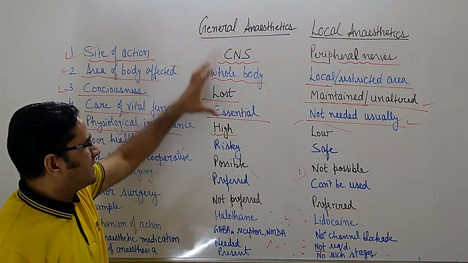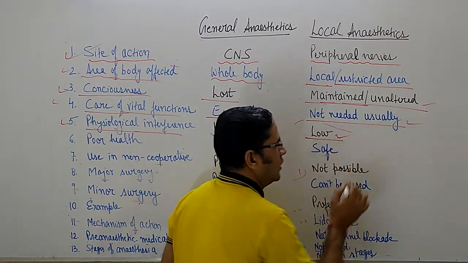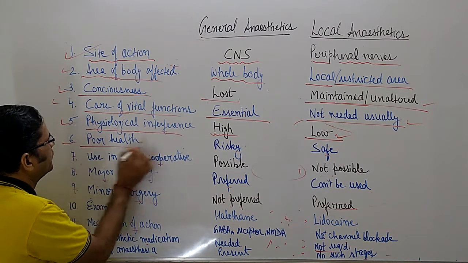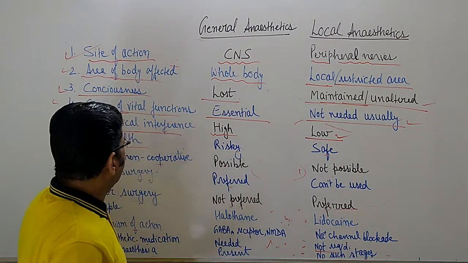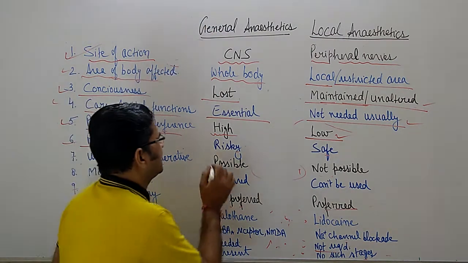General anesthetics have high interference, while local anesthetics have very low interference. Now the next difference, poor health, means we are talking about the patient. If the health of the patient is poor and we are using general anesthetic, it is very risky.